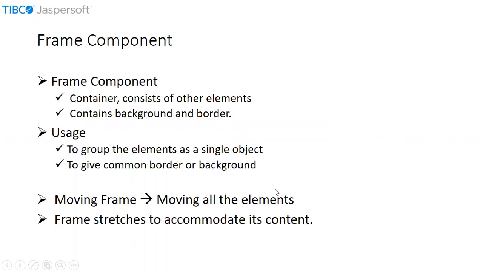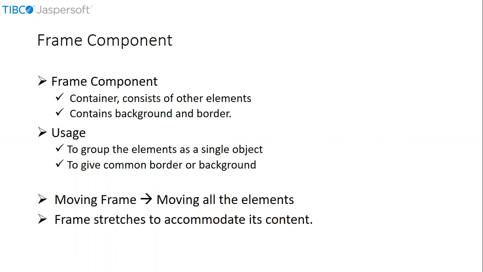What is a frame component? In the studio, a frame component is a container that can consist of other elements. The other elements include text fields, a graph, or an image. A frame can contain a background and border like any other element in the studio.